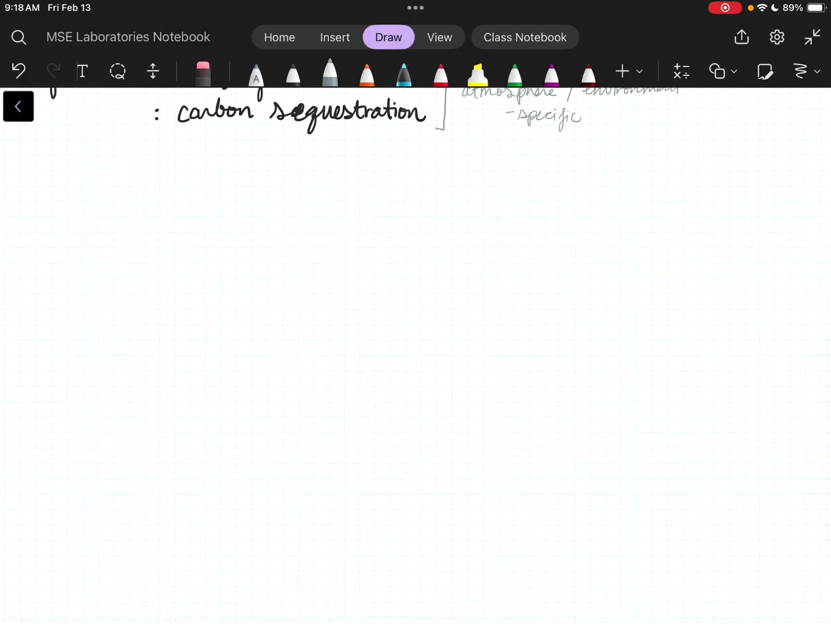And both of those are going to be dependent on atmosphere, the surrounding gas. If I'm running my TGA test in pure nitrogen only, neither of these is going to happen. It's atmosphere or environment specific. So we can choose which gases are flowing over our material in order to get the mass loss or the mass gain that we are interested in studying.